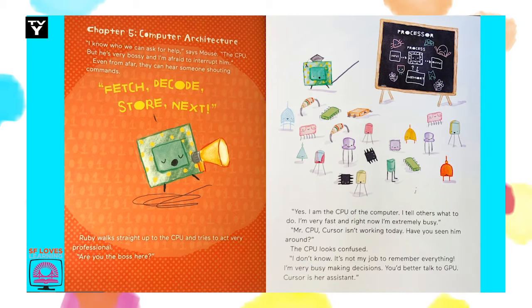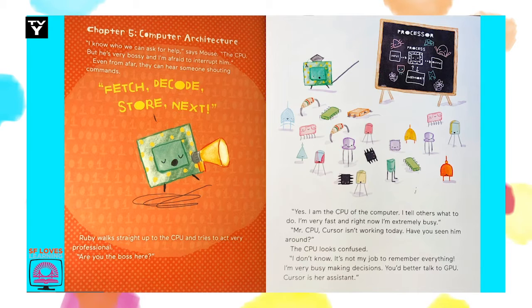I know who we can ask for help, says Mouse. The CPU. But he's very bossy and I'm afraid to interrupt him. Even from afar, they can hear someone shouting commands. Fetch, decode, store, next! Ruby walks straight up to the CPU and tries to act very professional.